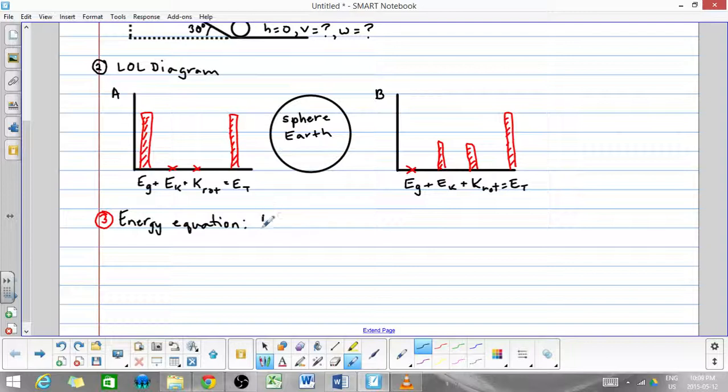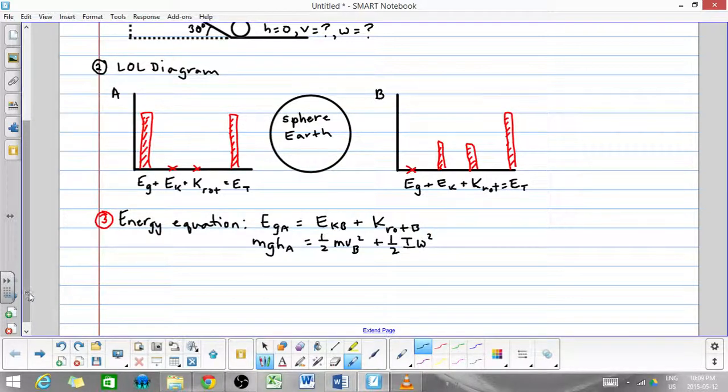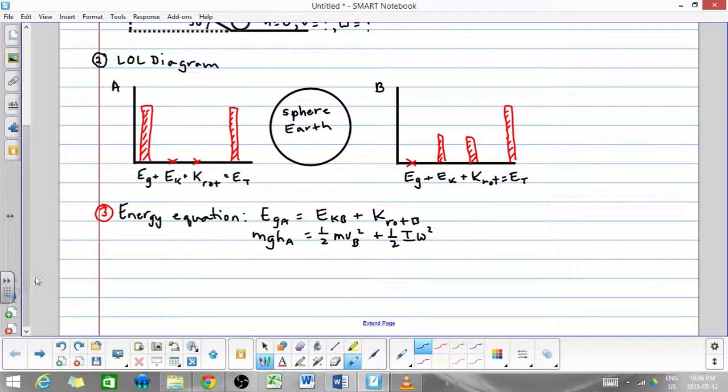And we see that the gravitational potential energy at A must be the sum of the kinetic energy at B and the rotational kinetic energy at B. So gravitational potential energy is mgh at A, a half mvb squared, and a half I omega squared.